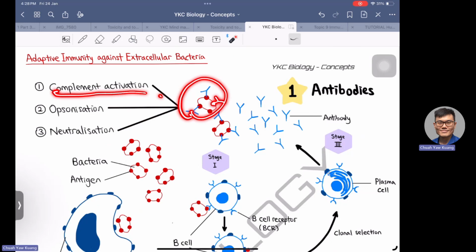So all of these complement protein can actually lead to enhanced phagocytosis, or it can cause the inflammation, or all of these complement protein can also act together and form the MAC, the membrane attack complex, and create a hole, create pores at the membrane of this bacteria and cause the lysis of the bacteria.